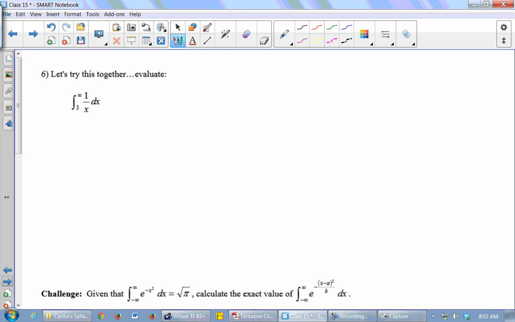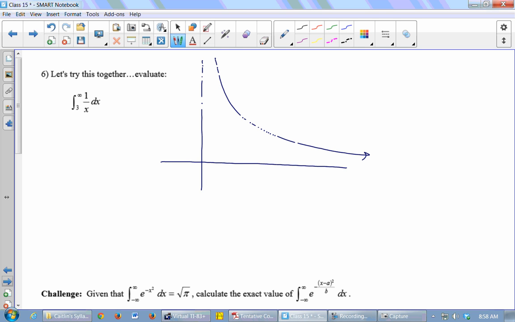Okay, so let's try this one together. The integral from 3 to infinity of 1 over x dx. Looks pretty similar. The picture of 1 over x looks pretty similar to the 1 over x squared picture. So I want to find this area under the curve from 1 to infinity. So we follow the same procedure. We just take the integral from 3 to b, replace the infinity with some constant, 1 over x dx.